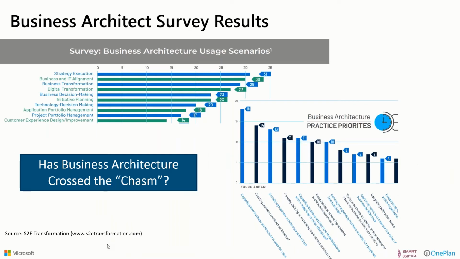So some data points in terms of business architect survey results. In other words, what do business architects say are the top usage scenarios for business architecture? And this is provided by Wendy Kuhn at S2E Transformation. She's a founder of the Business Architecture Guild, which I'll talk about in a second. Excellent thinker and influencer in terms of business architecture.